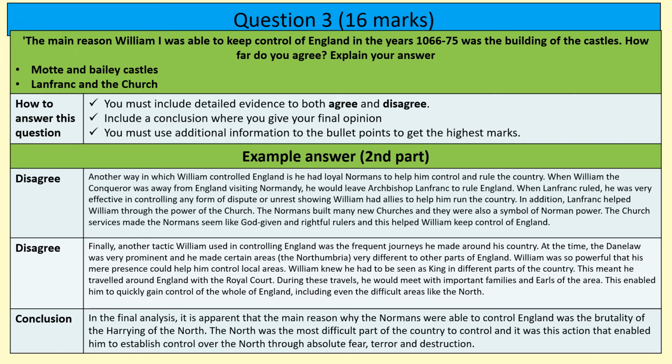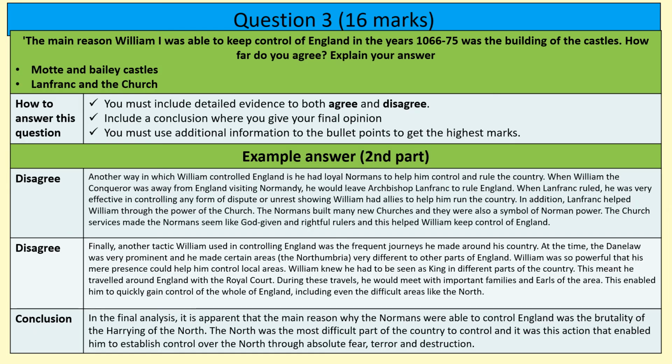When William the Conqueror is away from England visiting Normandy, he would leave Archbishop Lanfranc to rule England. When Lanfranc ruled, he was very effective in controlling any form of dispute or unrest, showing William had allies to help him run the country. In addition, Lanfranc helped William through the power of the church. The Normans built many new churches, which are also a symbol of Norman power. The church services made the Normans seem like God-given and rightful rulers, and this helped William keep control of England.